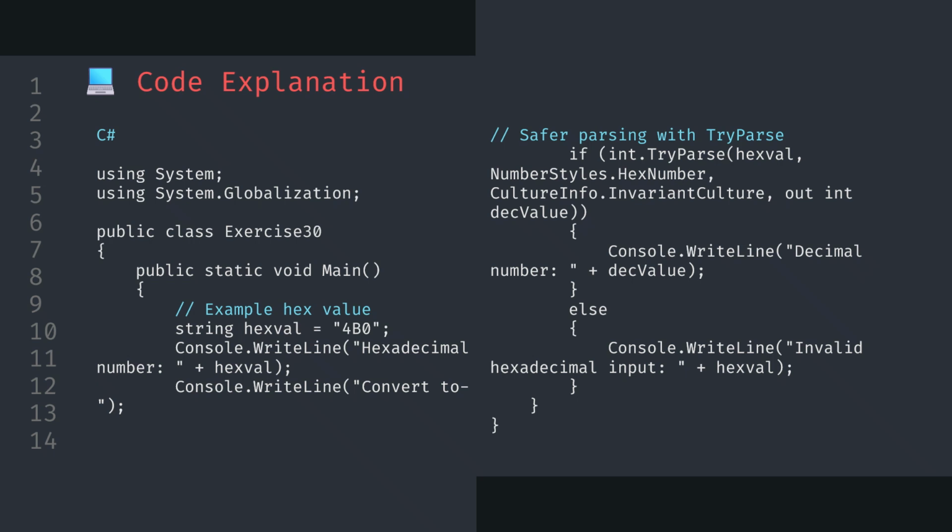For a simpler one-liner, if you know the input is valid, int dec = int.Parse(hexVal, NumberStyles.HexNumber). This works, but it throws exceptions for bad data.